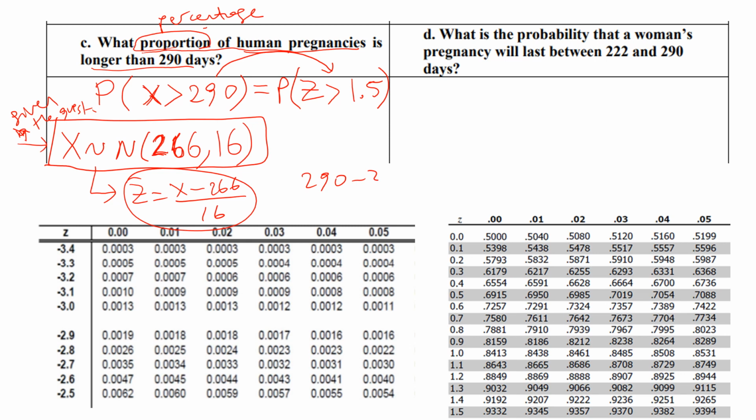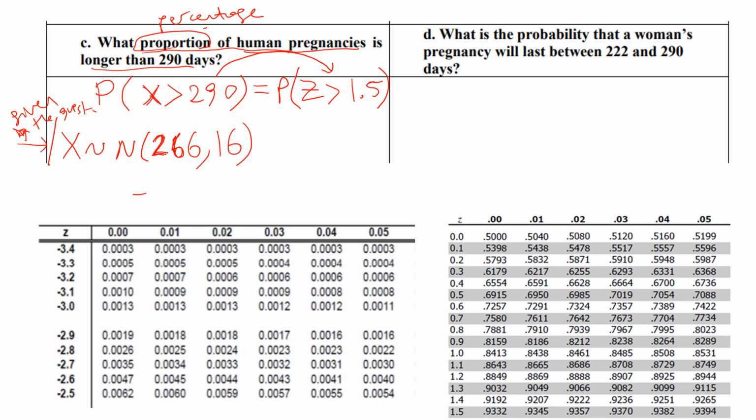290 minus 266 divided by 16, which is 24 over 16, which is 1.5. So we write it here, 1.5. So we use the conversion. If you don't know how to convert, please check the related video, the lecture 12 video. There's a section about the conversion there. There's a slide. Now, what we have to do is find the probability that z is bigger than 1.5.